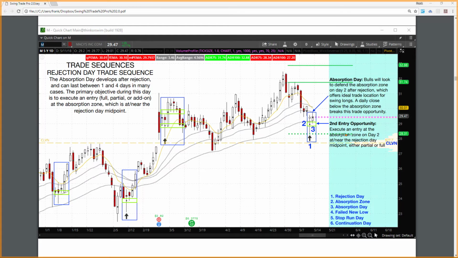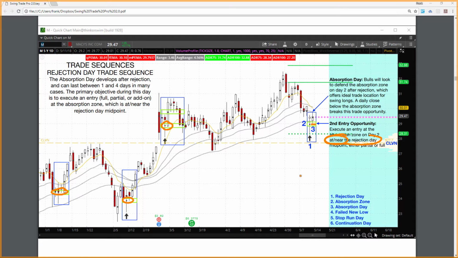Now I always mention here at or near the rejection day midpoint, because price won't always come perfectly to the midpoint. Sometimes it does, and it's actually quite uncanny how it can pull back right to that midpoint time and time again. But it doesn't always have to be that way. It can come close, but no cigar, and pull back. So again, that's why I say it's an absorption zone. It's not just one price, it's a zone.